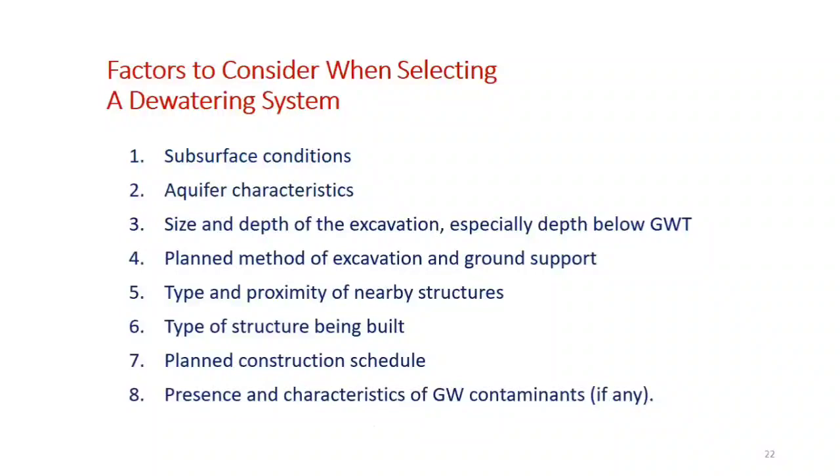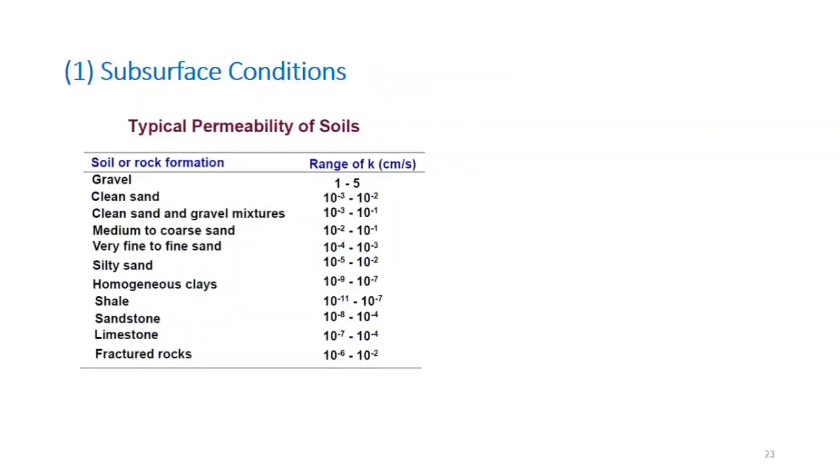Let's see all of them one by one in more details. Like subsurface conditions, it's very clear that if you have different types of soils or rocks, your method of dewatering would be different because the permeability of all these materials will be totally different. Let's see this table where it gives you approximate range of K values, coefficient of permeability in centimeters per second.